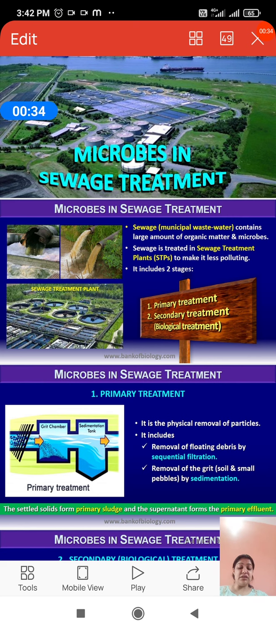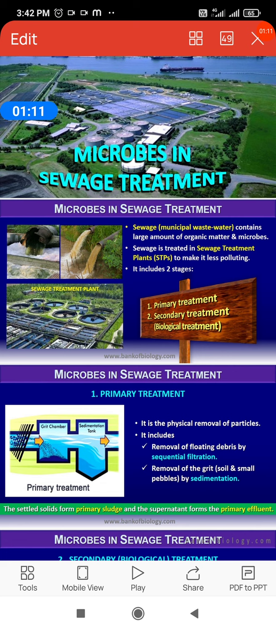So what is the need? So as to decompose the organic matter. A large amount of organic matter and pathogenic microbes are there in the sewage that is to be treated. So before discharging that into natural bodies like a river, sewage water is made less polluted. Okay, so what is the treatment given so as to make them less polluting? That is called a sewage treatment.